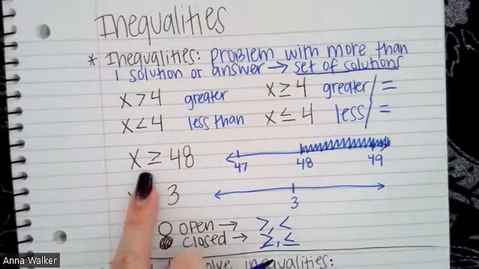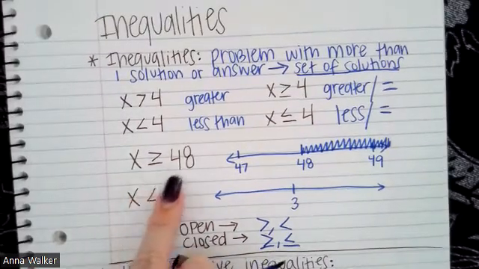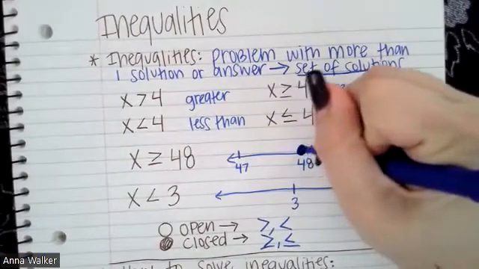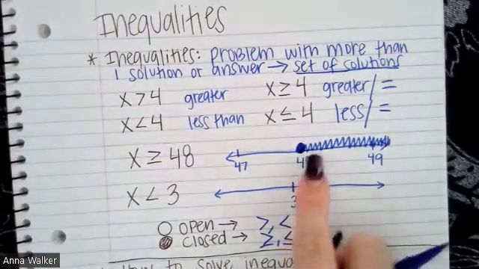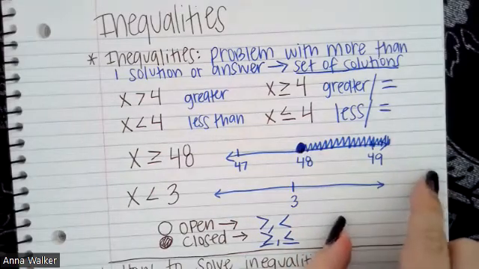So for the inequality x is greater than or equal to 48, we're going to put a closed dot on 48, because we're trying to show the number could be equal to 48, but it could also be equal to anything that's greater than 48.